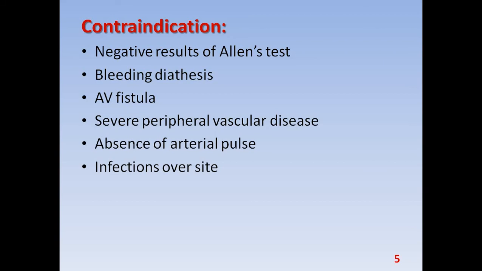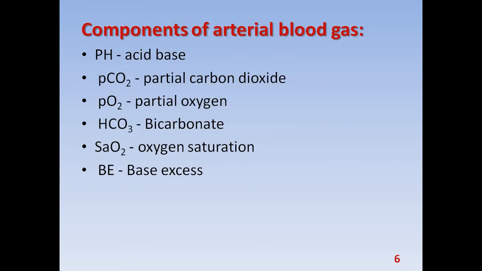The absence of arterial pulse. So if there is absence of pulse, then it is also not indicated. And if there is any infection at the site where the blood is to be drawn. So these are some contraindications of ABG analysis. Now we'll go to the components of ABG.